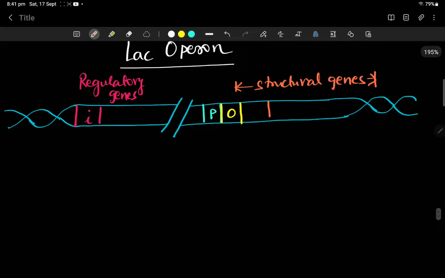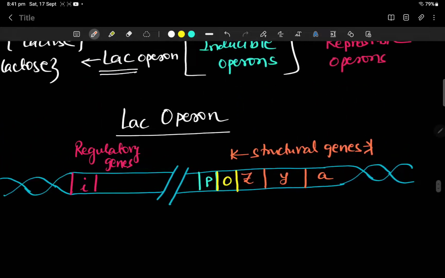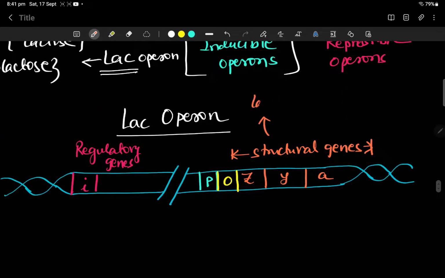These structural genes are something that needs to be expressed. We have three genes, one after another. One is Lac Z, then Lac Y, and another is Lac A. So we'll write it here: this is Lac Z or Z, this is Lac Y, and this is Lac A. Three structural genes are needed.